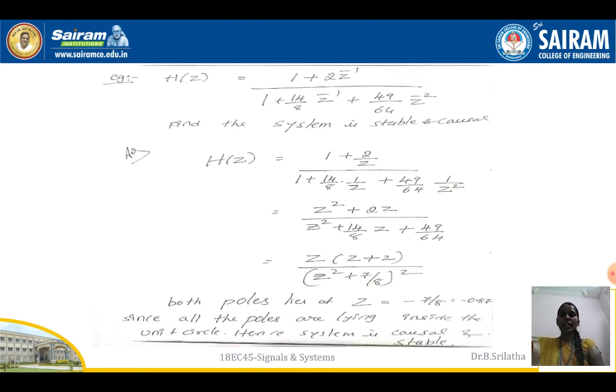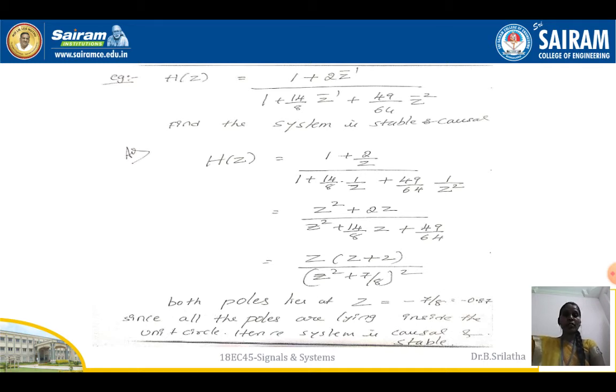Next we will see another example. H(z) is equal to (1 plus 2z power minus 1) divided by (1 plus 14 by 8 z power minus 1 plus 49 by 64 z power minus 2). Find whether the system is stable and causal. We are going to find the poles of the system, so we have to simplify.